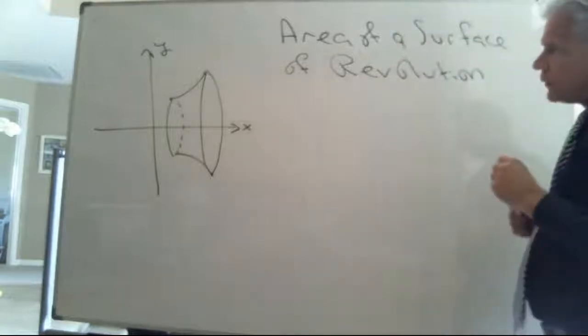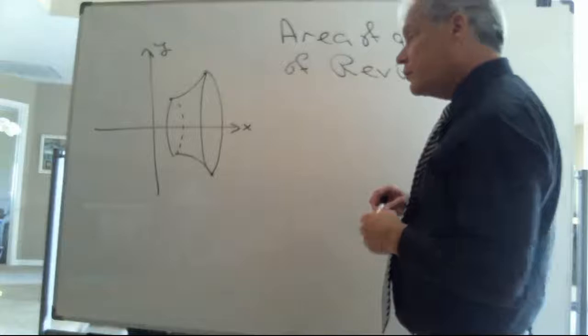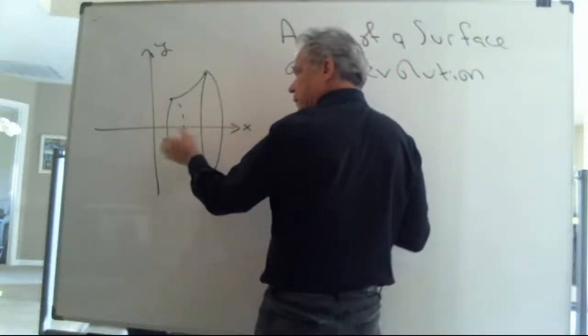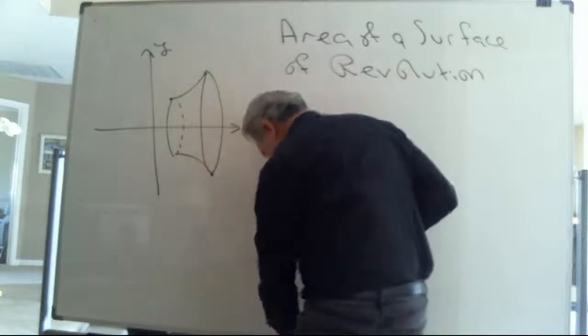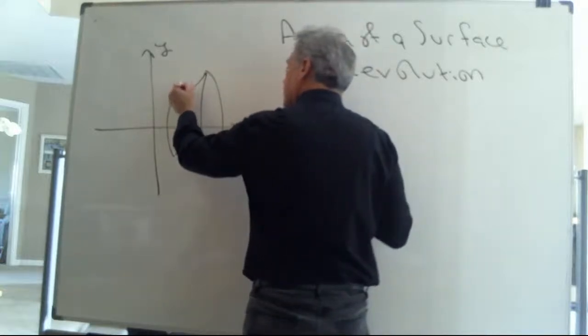Now, to compute the surface, or shall I say, to compute the area of the surface of revolution, imagine partitioning an interval from A to B into n subintervals, concentrating on the ith subinterval, and therefore concentrate on just an ith piece of the surface of revolution.